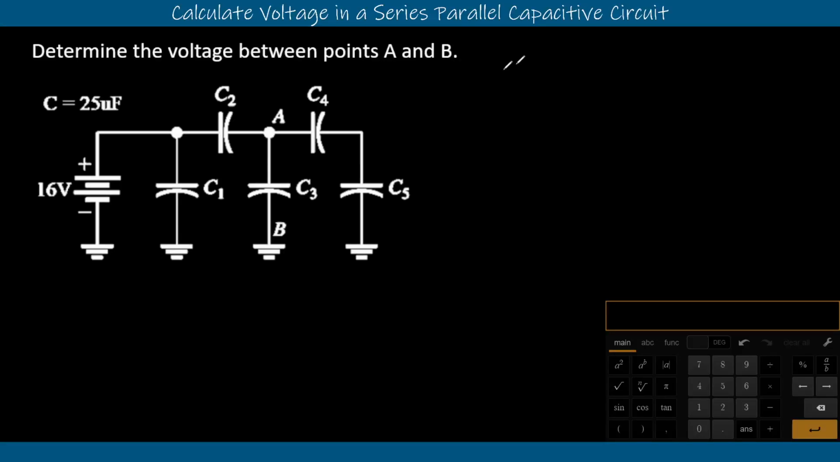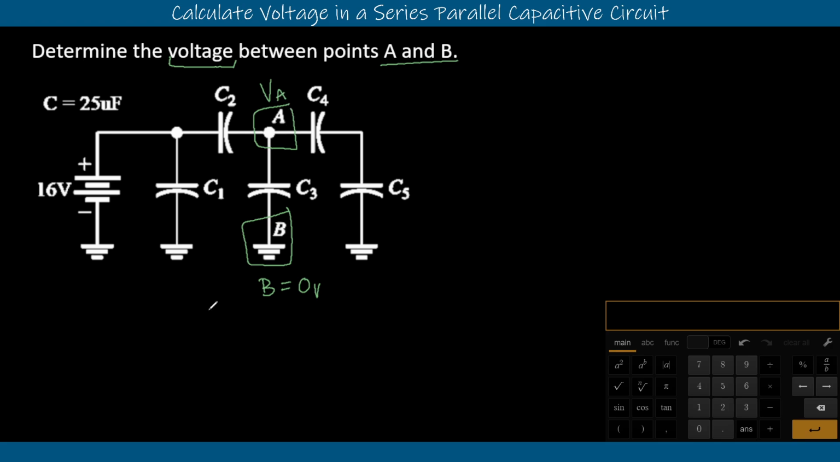In this example, we are going to look at how to determine the voltage between points A and B on this circuit here. The first thing we need to do is figure out what exactly points A and B are. We see that point B is actually at ground. So point B we know: point B is equal to 0 volts. That means the actual potential that we're looking for is just node A's voltage, VA.